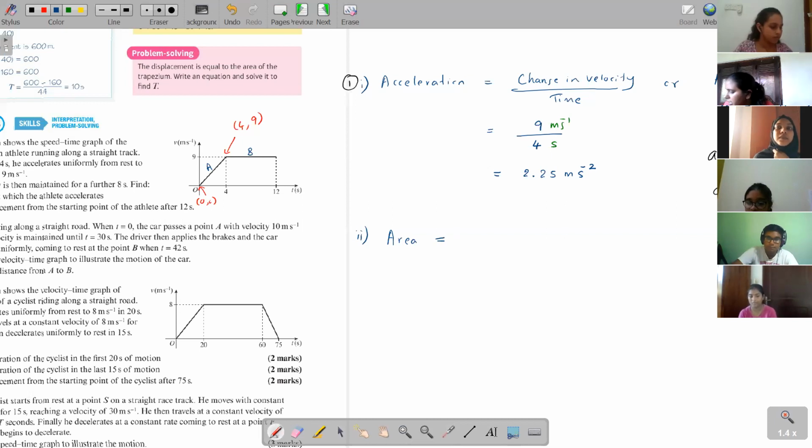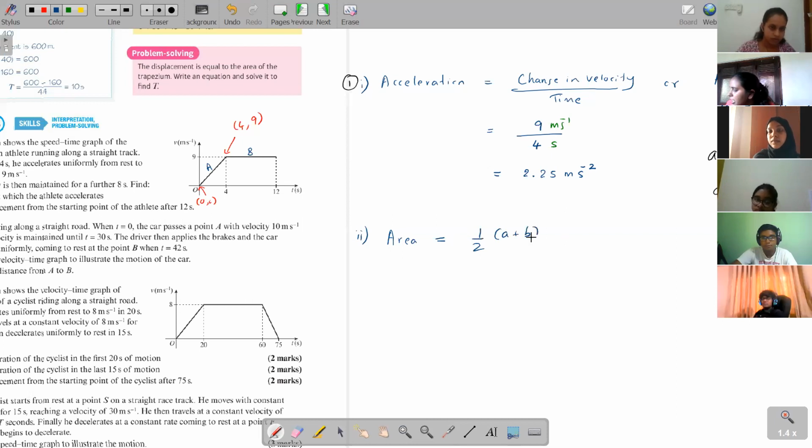So the area of the graph is a trapezium. So area of a trapezium is what? Half a plus b into h. If you want to get the area, you can use area of a triangle plus area of a rectangle. Both the options are available, both those options are okay. I'll use the area of the trapezium directly.